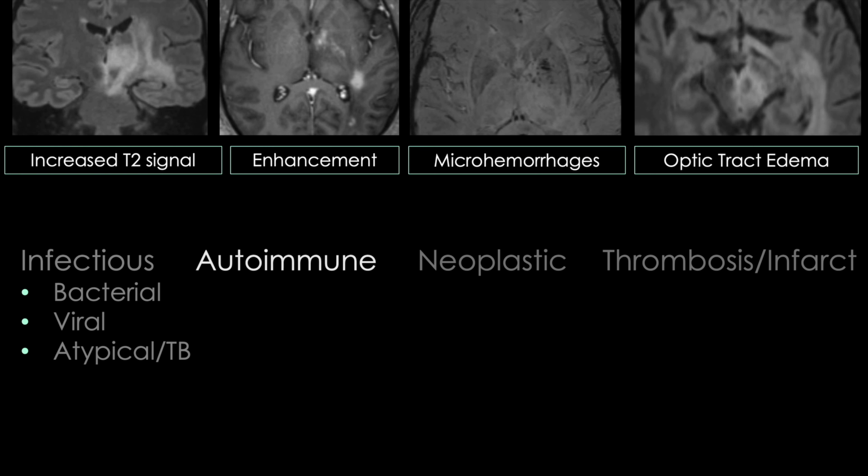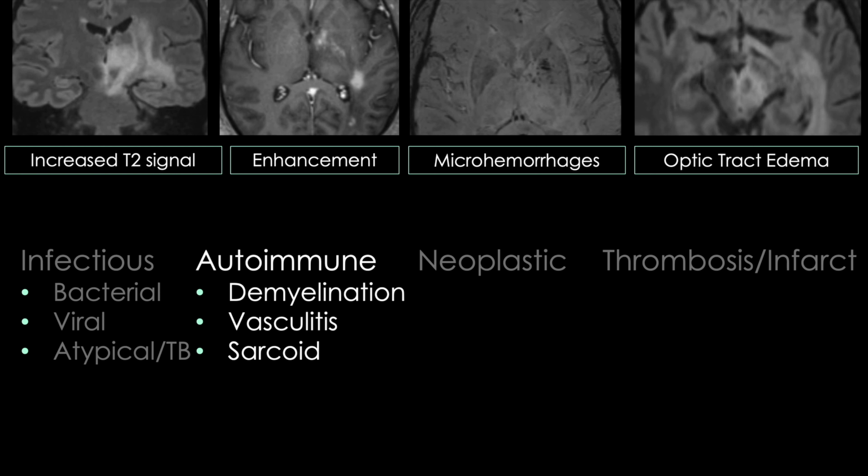Let's move on to the autoimmune section. What are some autoimmune conditions that can affect the brain and optic nerves? That's right, demyelinating diseases should quickly come to mind. Other things worth considering whenever we have inflammatory weirdness are vasculitis and sarcoid, another great mimicker.